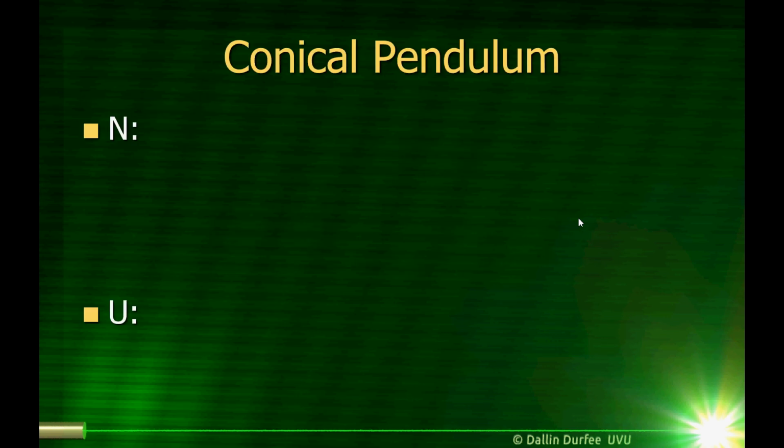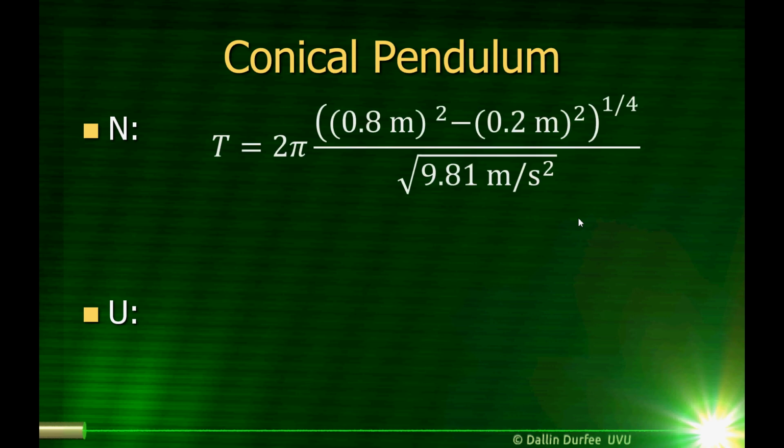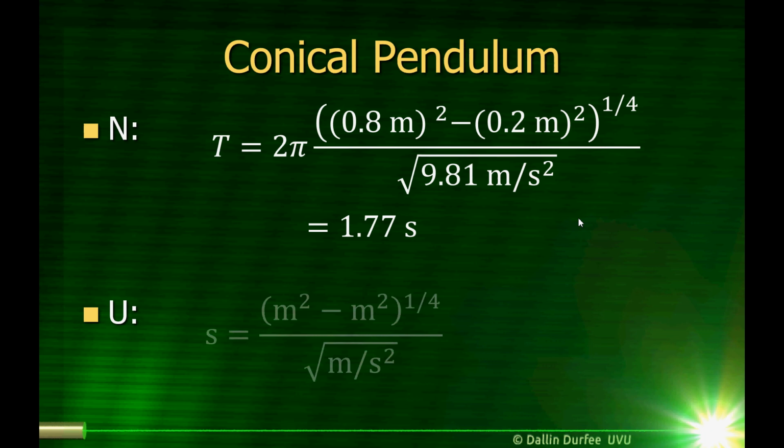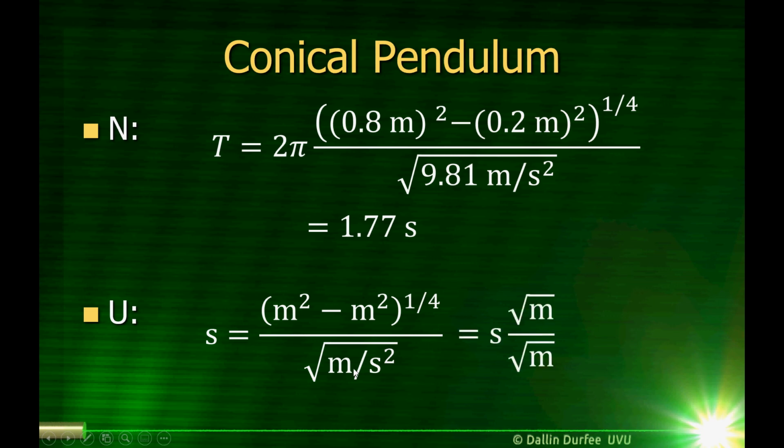All right, so step N is to plug numbers in. When we plug numbers in, we find 1.77 seconds. Our units, we check the units. It's just meter squared minus meter squared to the 1/4 over the square root of meters per second squared. So that's good. We can subtract meter squared, take meter squared to the 1/4, and that's the square root of meter squared. 1 over the square root of second squared is seconds, and it all works out. Our units work. We get units of seconds.